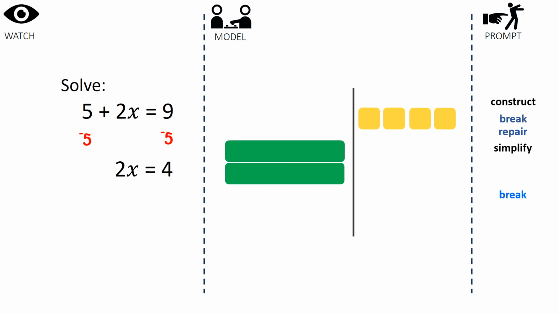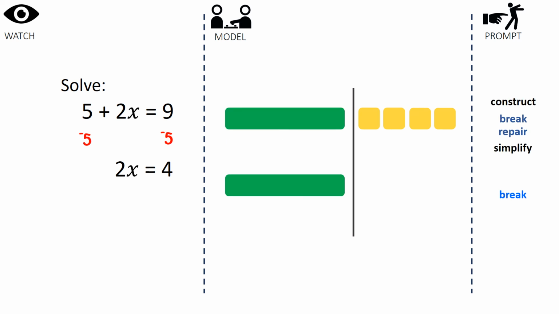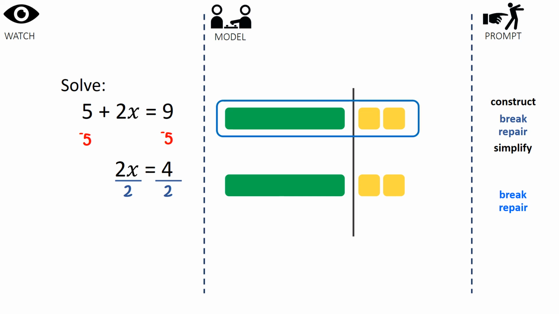We need to break the equation though, because I cannot solve for a group of 2x's. I need to solve what they are individually. So we need to share. We also need to repair that, of course, by sharing the 4 yellows, the 4 positives, into the 2 groups. At this point, the pupils can, of course, see that each group is and should be the same. So x equals 2.